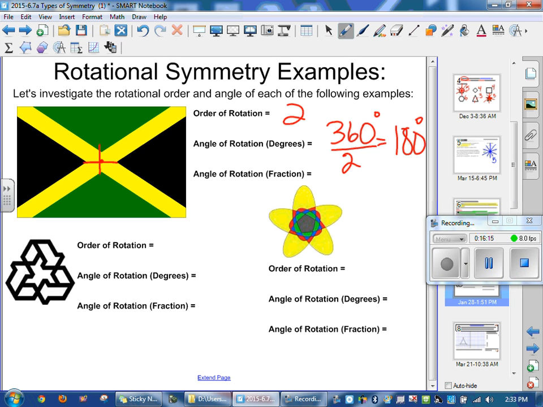Rotational angle as a fraction. Well, if I want to leave it as a fraction, I would just make this go in the lowest terms. So it would be 180. How do you make any number into a fraction? Over 1. Yes.